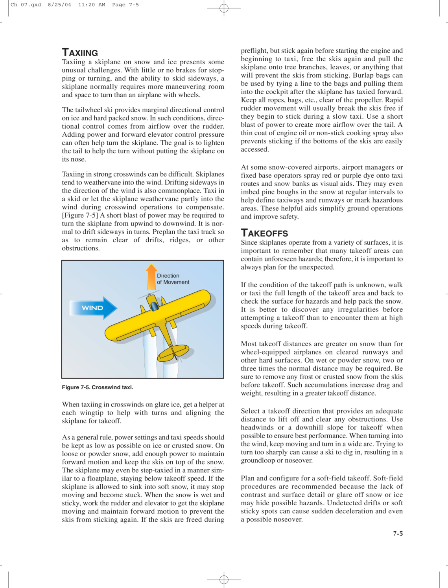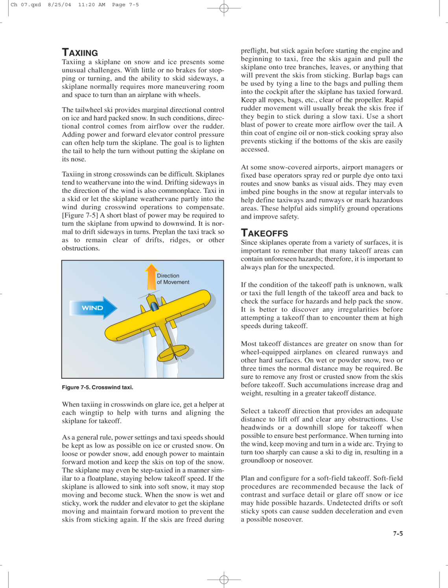When taxiing in crosswinds on glare ice, get a helper at each wingtip to help with turns and aligning the skiplane for takeoff. As a general rule, power settings and taxi speeds should be kept as low as possible on ice or crusted snow. On loose or powder snow, add enough power to maintain forward motion and keep the skis on top of the snow. The skiplane may even be step taxied in a manner similar to a float plane, staying below takeoff speed. If the skiplane is allowed to sink into soft snow, it may stop moving and become stuck.